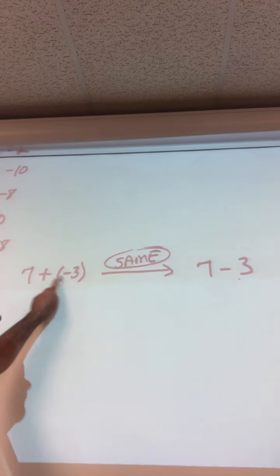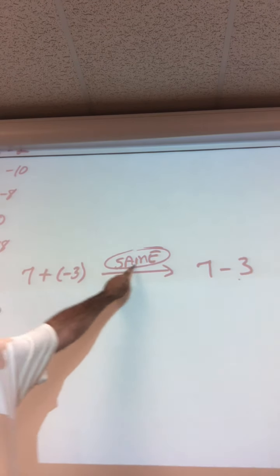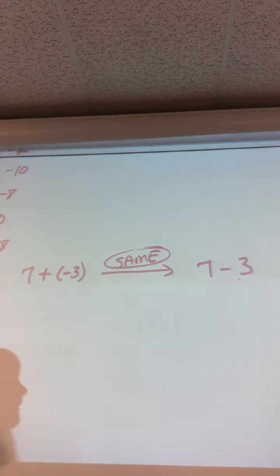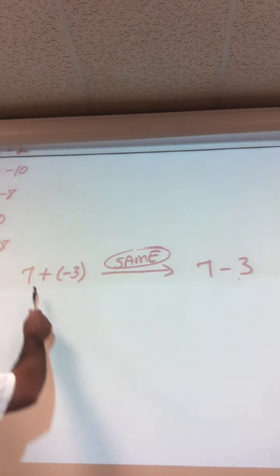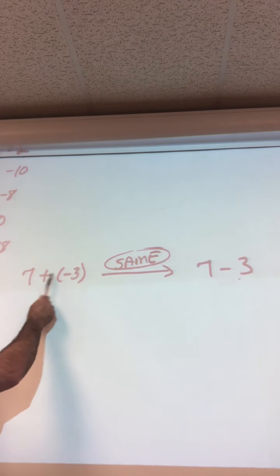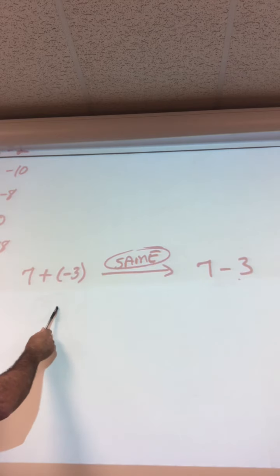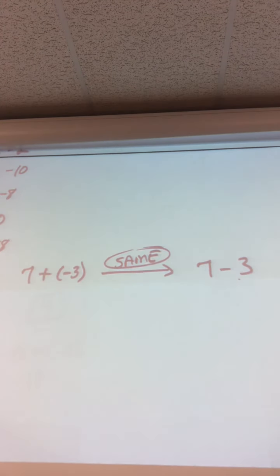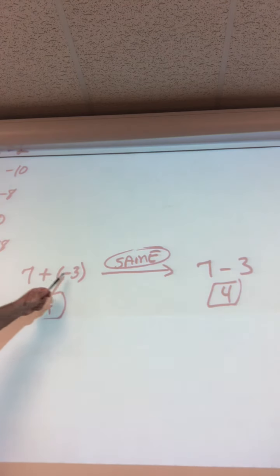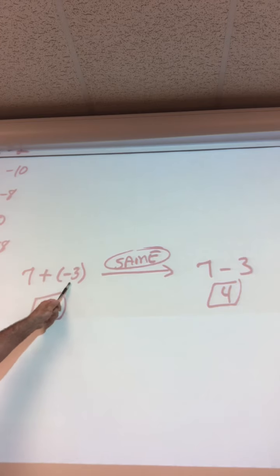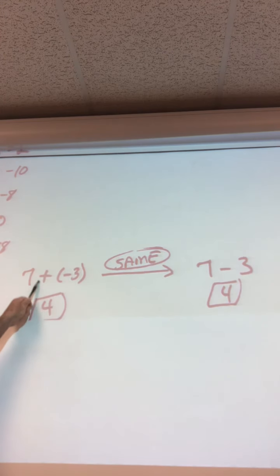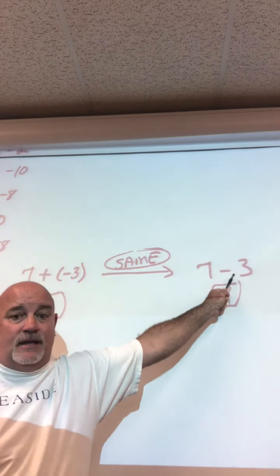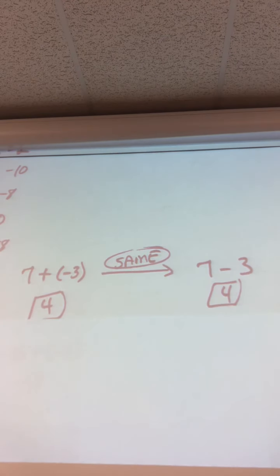So, 7 plus a -3 is the same thing as 7 minus 3. So, if you win 7, but you lose 3, you're up 4. And 7 minus 3 is 4. So, anytime you see plus a negative back to back like this, you can take these two signs and replace it with just a minus. Now, you don't have to do that, but I typically do.